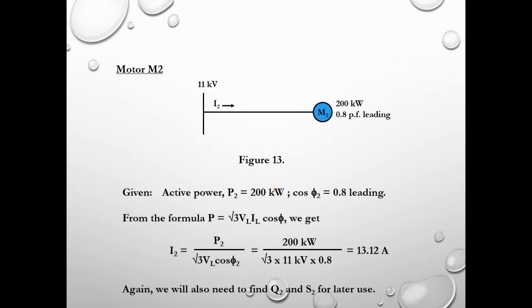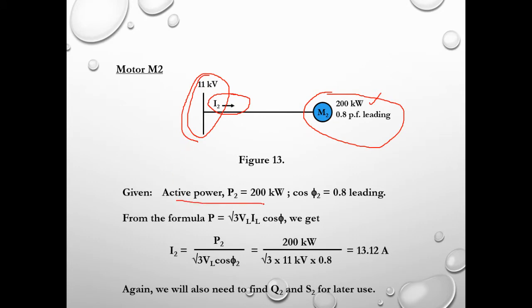Now we come to the second part of the analysis of the load area, which is the position of M2. For motor 2, we have the active power 200 kilowatt with 0.8 power factor leading. We have the line current over here, the load current I2, as well as the line voltage, the bus bar line voltage, which is 11 kilovolt. Given active power P2 200 kilowatts, and cos theta 0.8 leading.